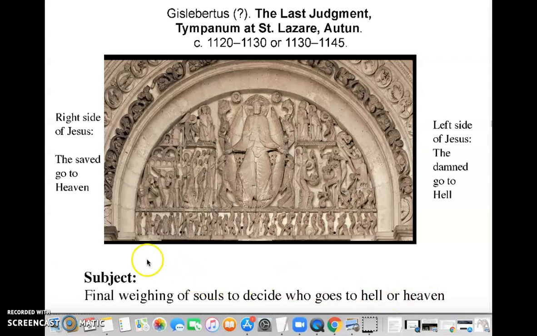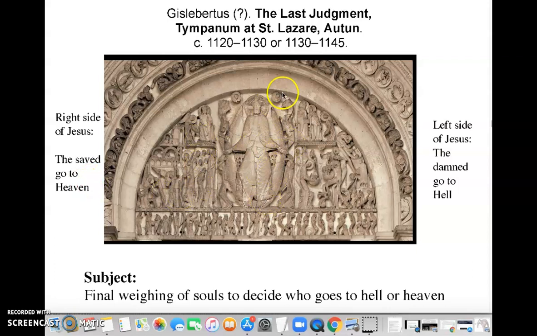So the last judgment is the end of time, and this is what happens after. Excuse me, I meant to say the second coming that you just saw is the end of time. And then there is this post-apocalyptic weighing of souls. These are the events that preoccupy the mind of the pilgrim who arrives at the church wanting to have salvation at the end of time and wanting to be on the right side of Jesus, where the saved go to heaven.